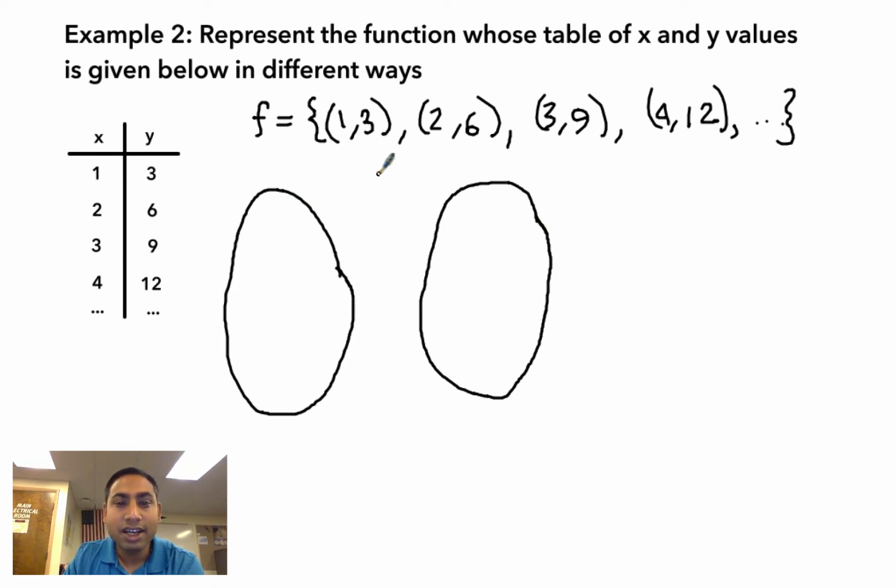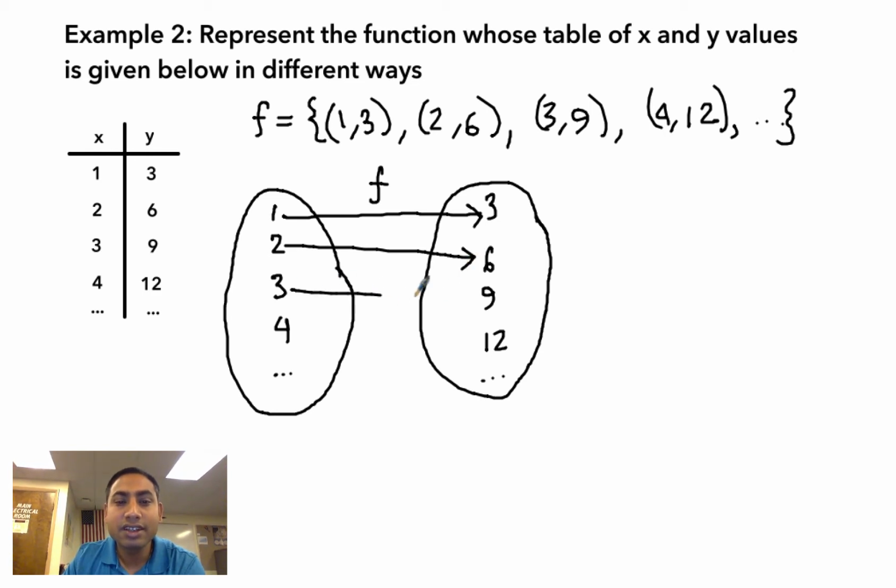So again, the name of the function is f. Got 1, 2, 3, 4 for input, and then I'm just going to do dot dot dot, and then 3, 6, 9, 12, and dot dot dot. And then to complete the mapping, we've got to draw these arrows. 1 goes to 3, 2 to 6, 3 is being mapped to 9, and 4 to 12. Okay. All right. Let's graph this, and again, we're going to need a grid for that.